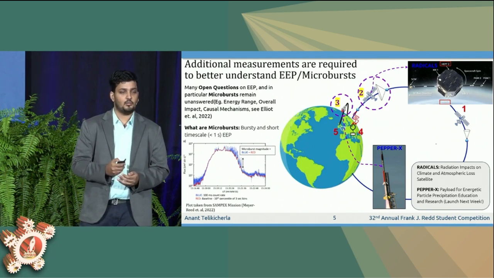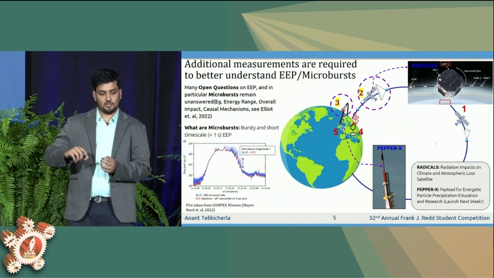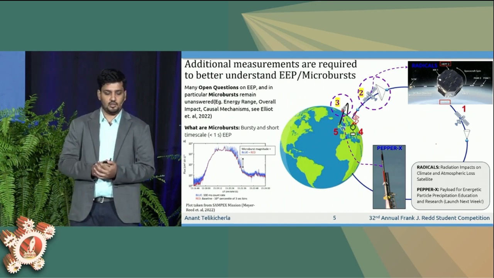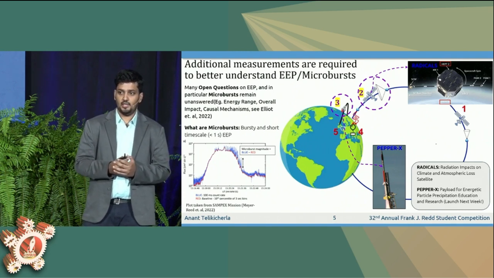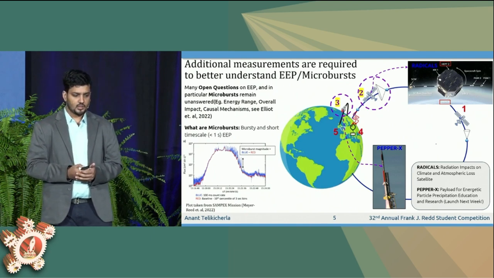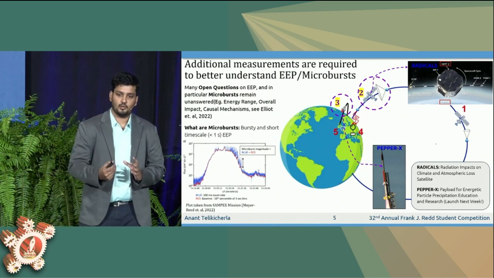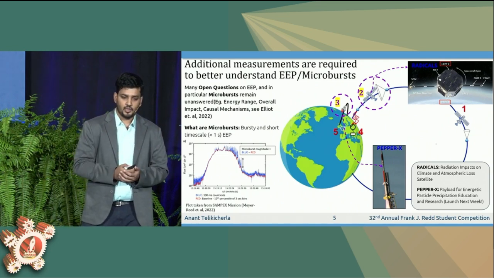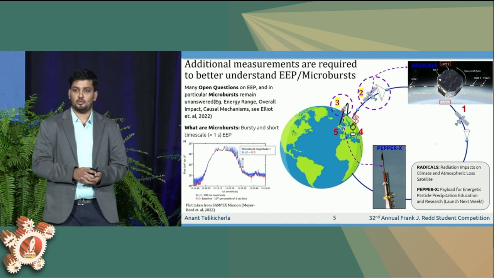So this is shown in the plot on the bottom left, where you can see these hair-like structures on top of the normal flux. These are within milliseconds of time, and they have an order of magnitude increase in flux during that small duration. So to understand this, we need a fast detector that can respond very quickly and has a wide energy range. We are thus building a mission called Radicals, which is shown on the top right.